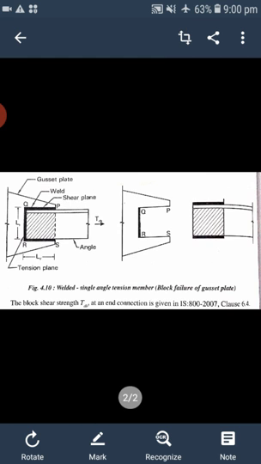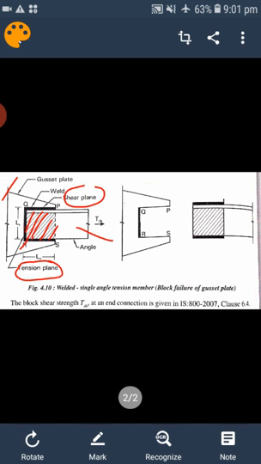The block shear failure may also be identified in welded connections, the same as bolted connections. As I said, the plane parallel to the load is the shear plane and the plane perpendicular to the load is the tension plane. Here they are clearly marked: the tension plane and shear plane, the gusset plate, and the angle section, and this much part may come out because of the tensile force.